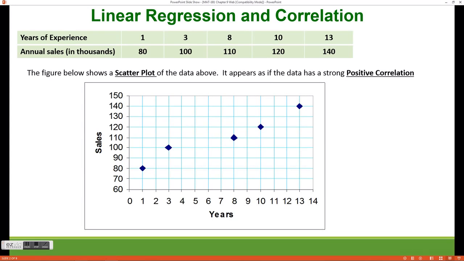Here we have a graph of the data pairs called a scatter plot. We have a scale on the x-axis for the years of experience and a scale on the y-axis for the annual sales. Plotting the 5 data pairs we have from the table gives us a better visual representation of the correlation of the data. If the data had a perfect positive correlation, the points would be in a straight line, going up from left to right. We can see here that the points do not line up perfectly, but there is a somewhat linear correlation between them.